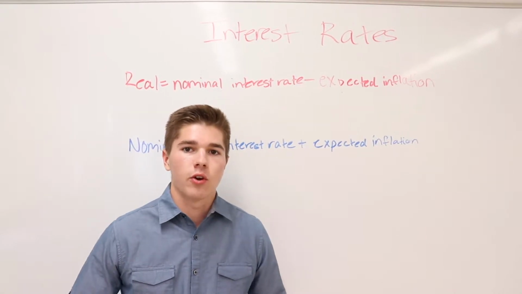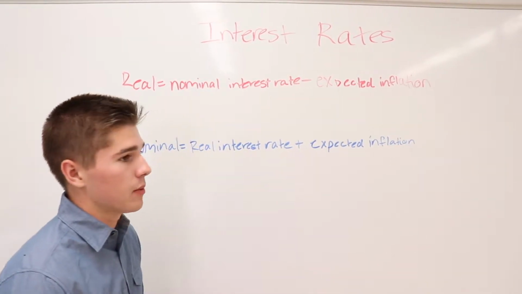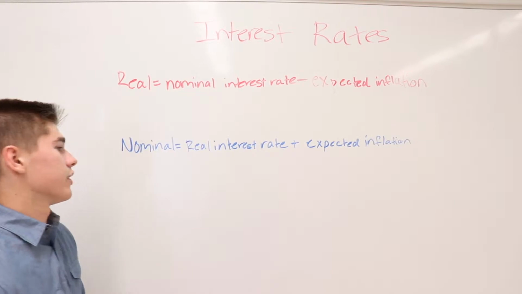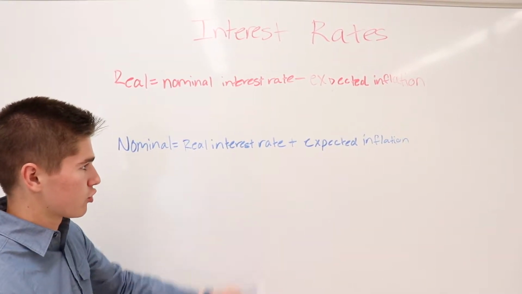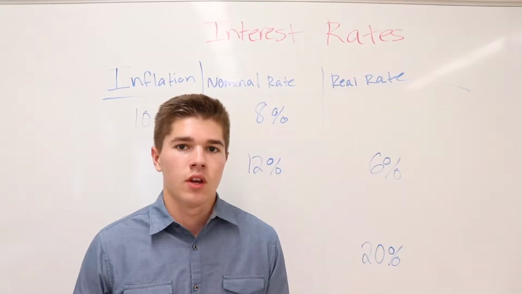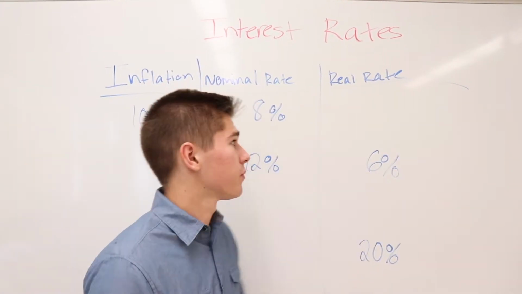Nominal interest rates are the percentage the borrower has to pay back accounting for inflation. So the equation you use to find out the nominal interest rate is the real interest rate plus the expected inflation. Alright, let's do some practice problems.